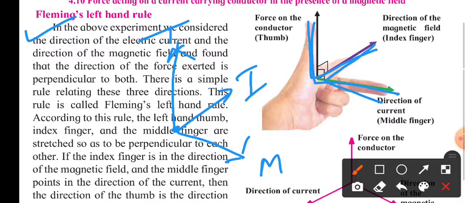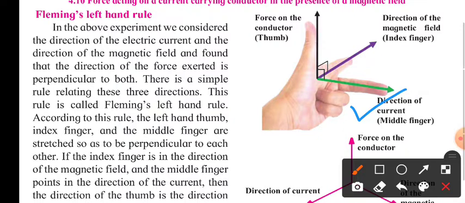Now after arranging your left hand, you can try it simultaneously. Arranging the thumb, index finger and middle finger mutually perpendicular, any two fingers you arrange, you can find the third. This rule is basically used to find the force on the conductor, and to find it, we have to arrange the middle finger and the index finger.